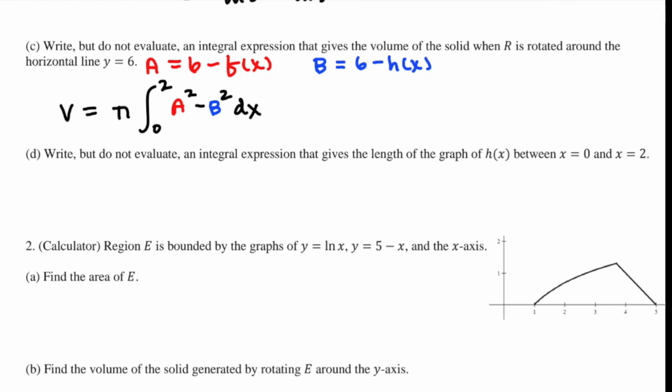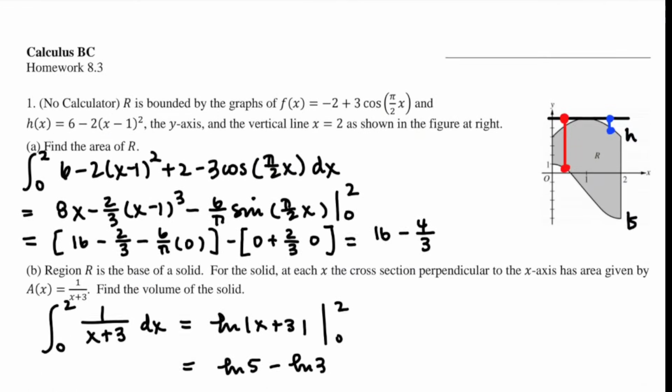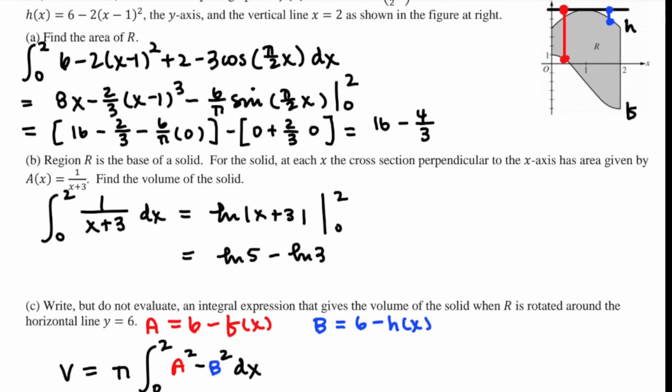All right, part D, we're going to write but not evaluate an integral expression that gives the length of the graph of h between x equals 0 and x equals 2. So we're going to take h prime of x, and I guess I'm going to do that right here.